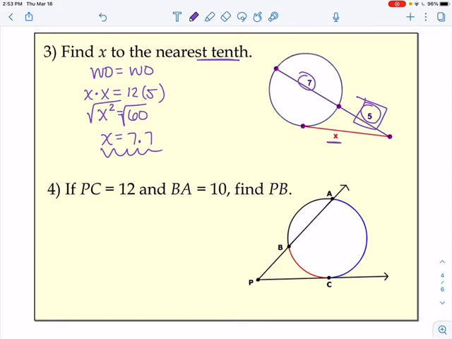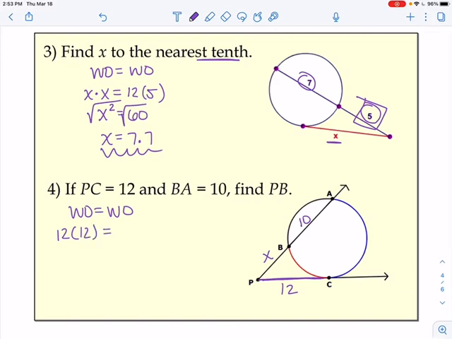Okay, for number 4, PC is 12, BA is 10, and we want to find PB. Okay, so again, you have a tangent and a secant just like we did above. So again, if you want to be consistent, we're going to do whole times the outer, whole times the outer. So let's talk about the tangent first. The whole tangent is 12, and the outer piece of the tangent is also 12. So we're going to have 12 times 12 on one side.